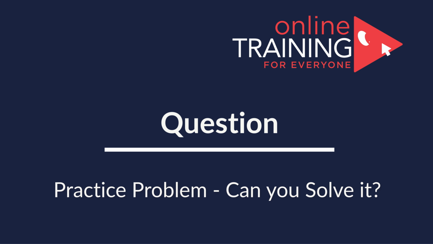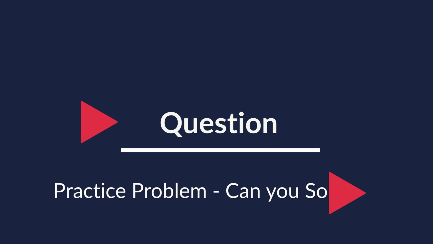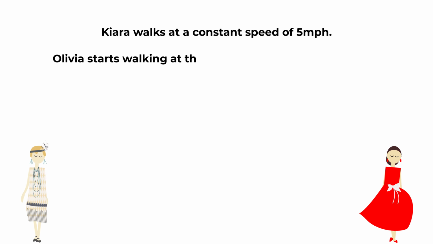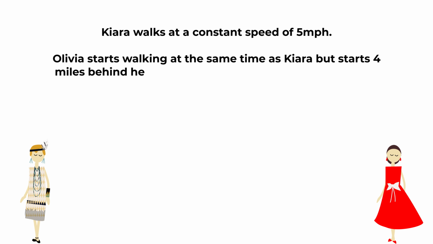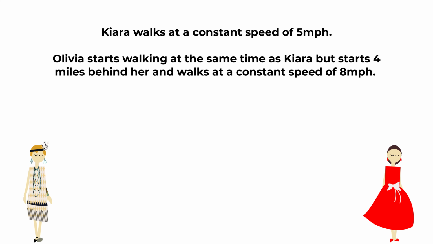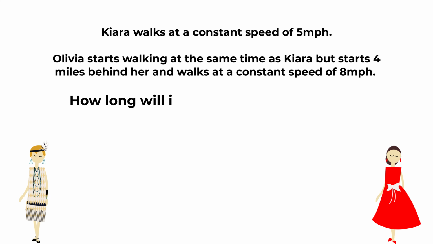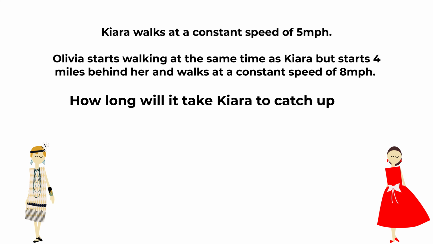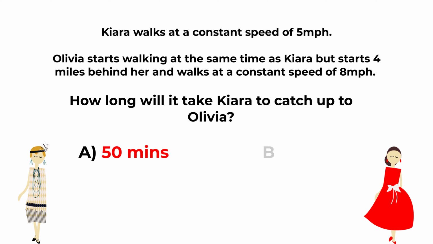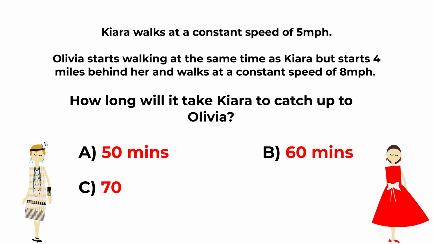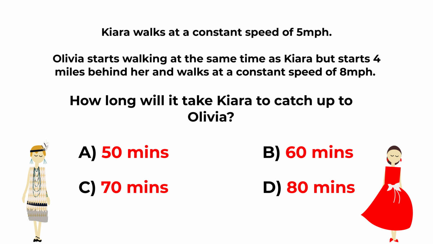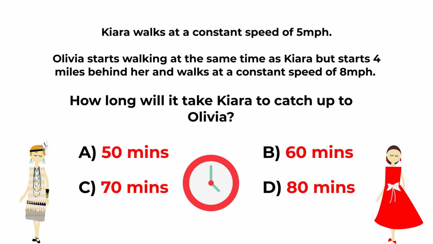Here's the practice question for you. Kiara walks at the constant speed of 5 miles per hour. Olivia starts walking at the same time as Kiara, but starts 4 miles behind her and walks at the constant speed of 8 miles per hour. How long will it take Kiara to catch up with Olivia? And you have 4 different choices. Choice A, 50 minutes. Choice B, 60 minutes. Choice C, 70 minutes. And then choice D, 18 minutes. Please give yourself a little bit of time to see if you can come up with the solution.